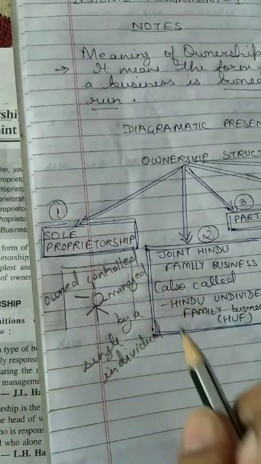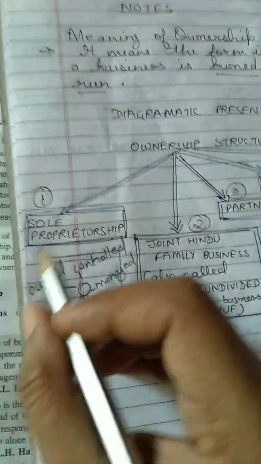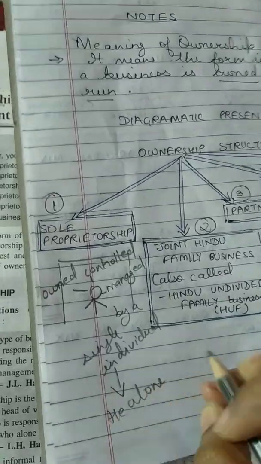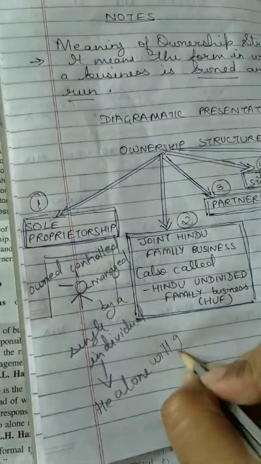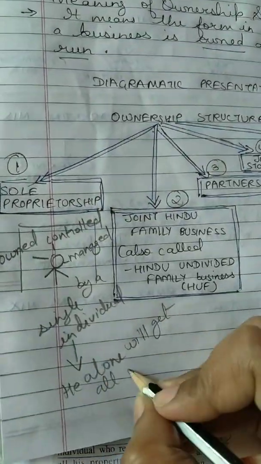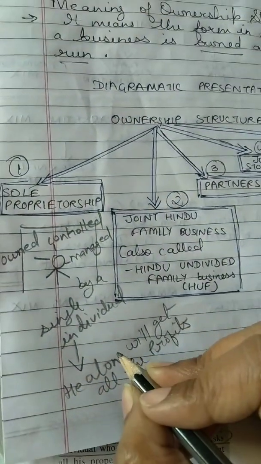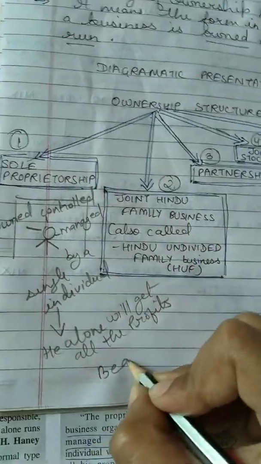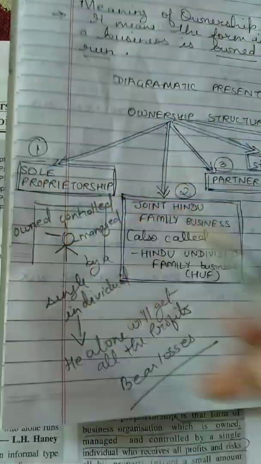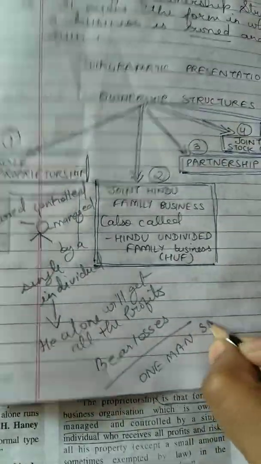He only will control the whole business and he alone will manage every working of the business. And because he is doing everything alone, he alone will get all the profits. Means he doesn't have to share his profits with anybody else. And if we say the opposite of this sentence, he alone will bear the losses of the business. So you can say that sole proprietorship is a one-man show. Alright.